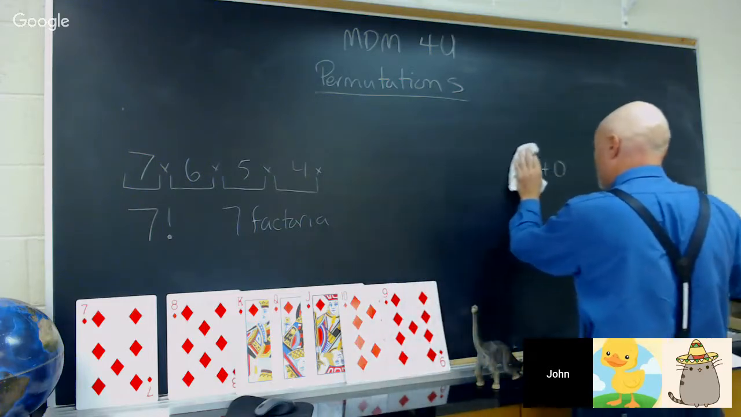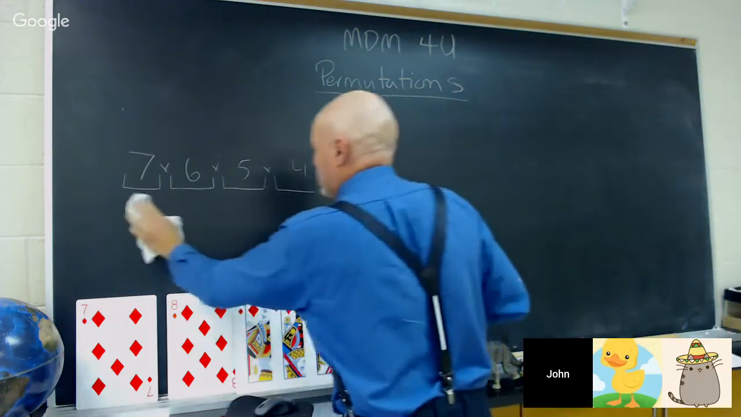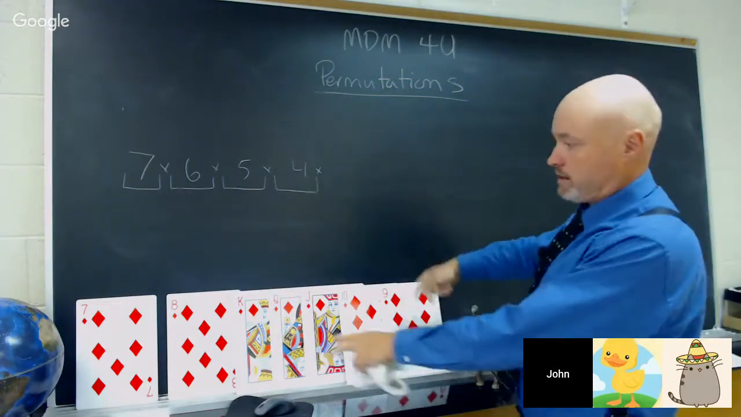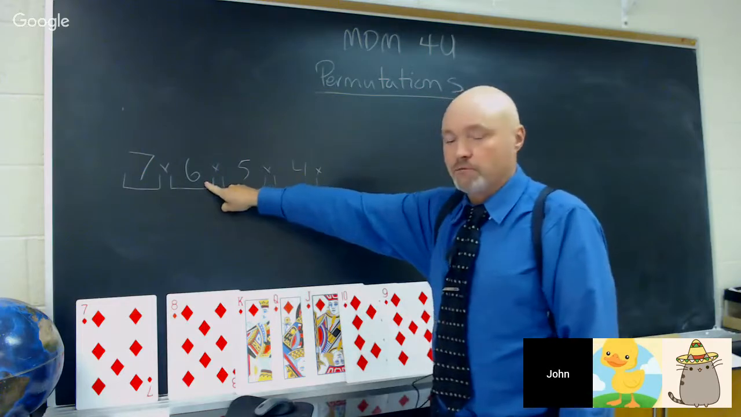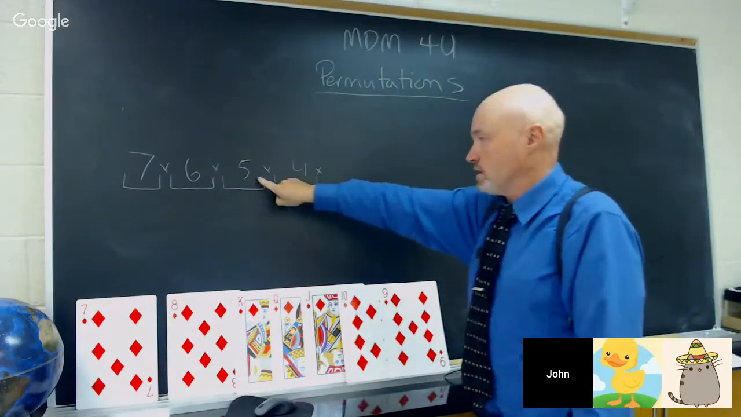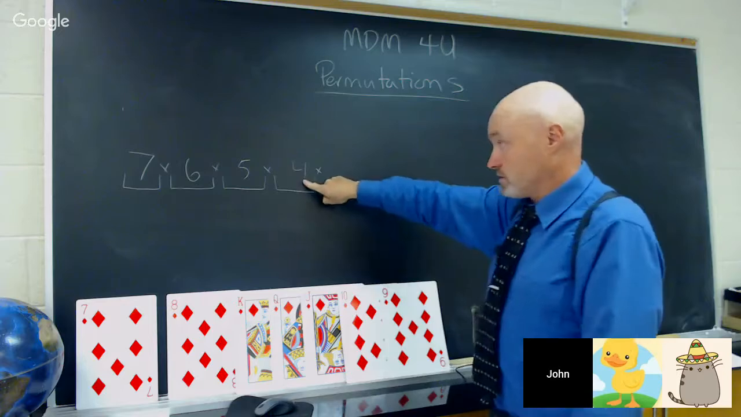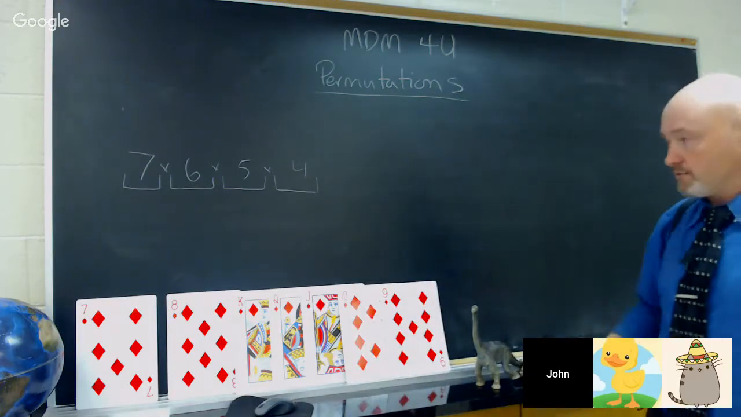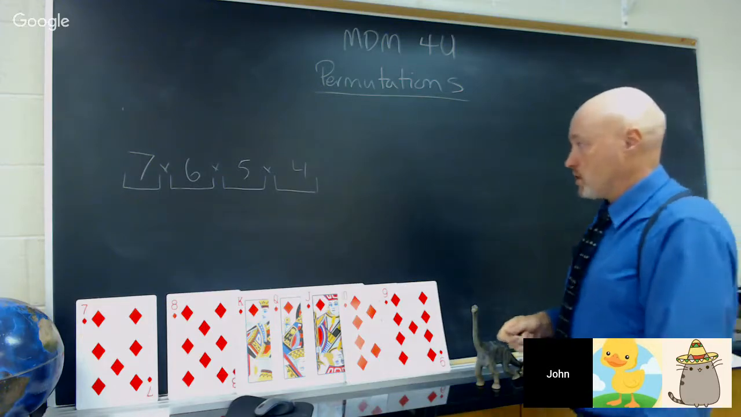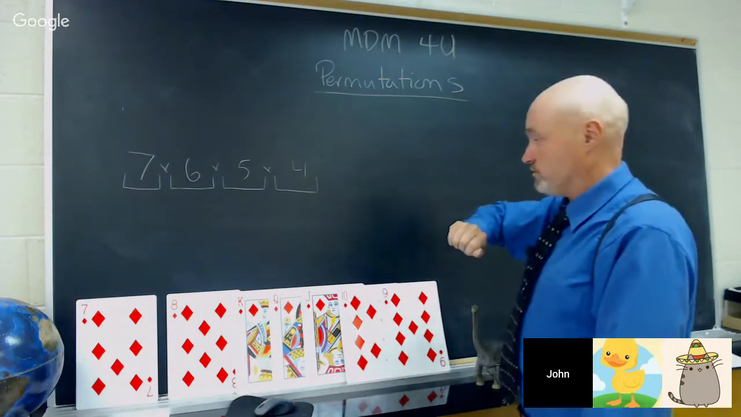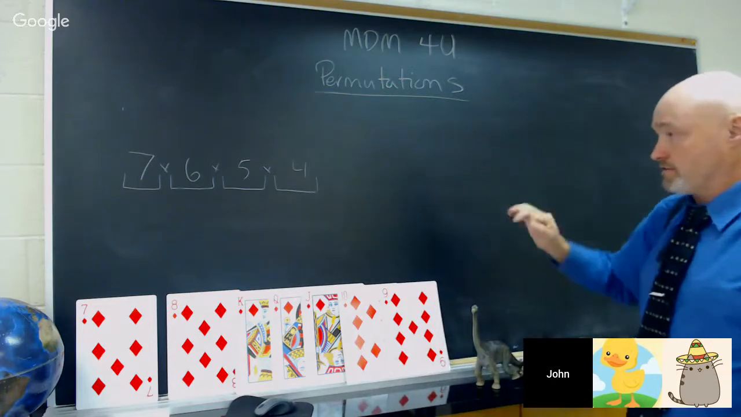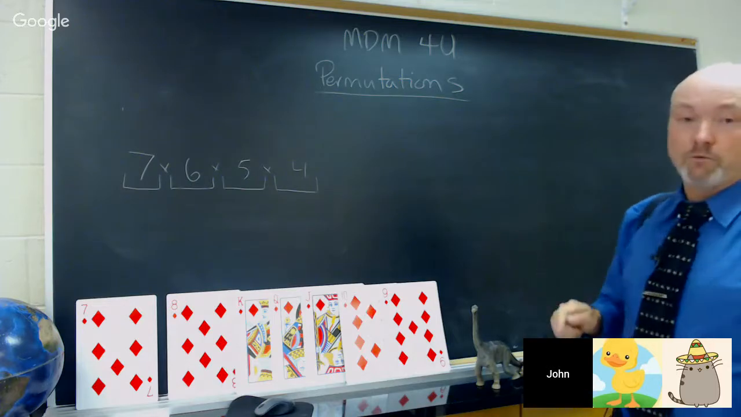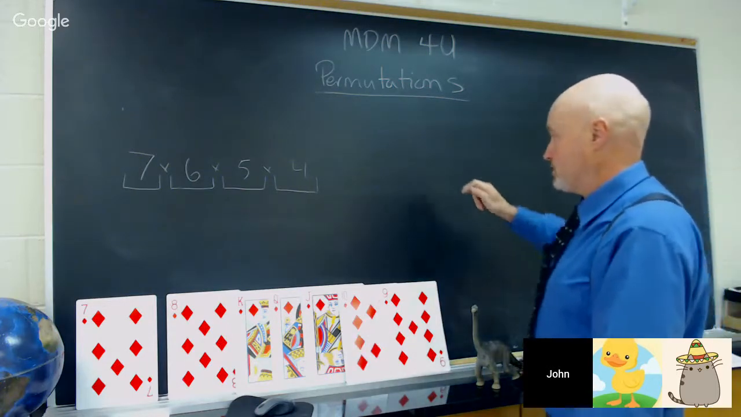In the first place, I've got 7 choices. I could pick any one of those cards. In the second place, I've got 6 choices. In the third place, I've got 5 choices. In the fourth place, I've got 4 choices. And then that's it. I've used them all up. So 7 factorial is going to fail in this case, because 7 factorial is going to tell us too many permutations. There's actually a way that we can express this.